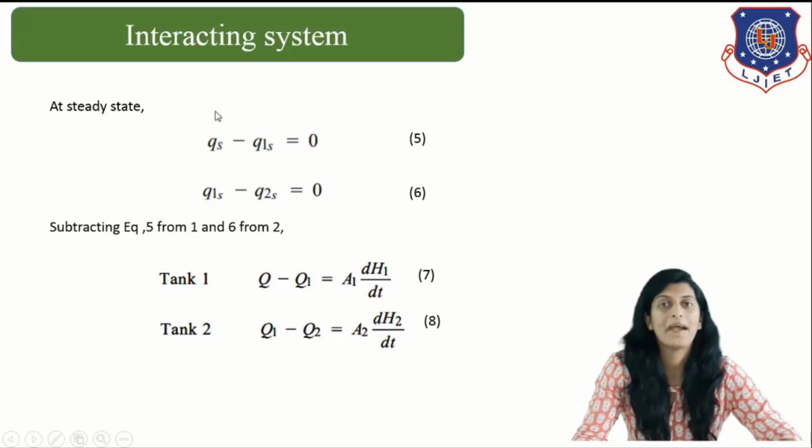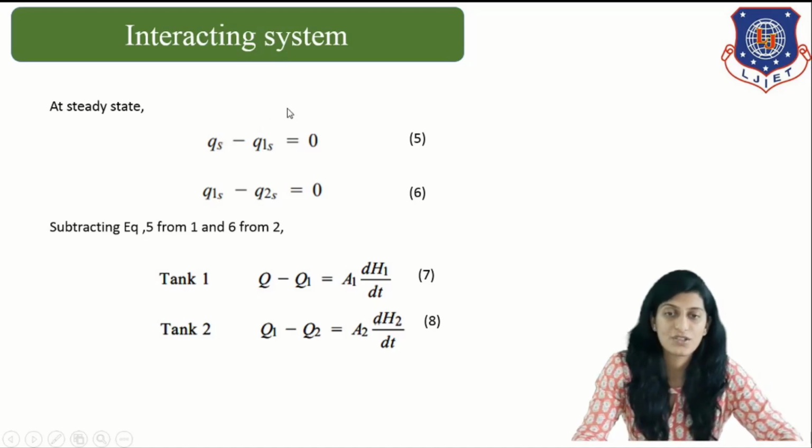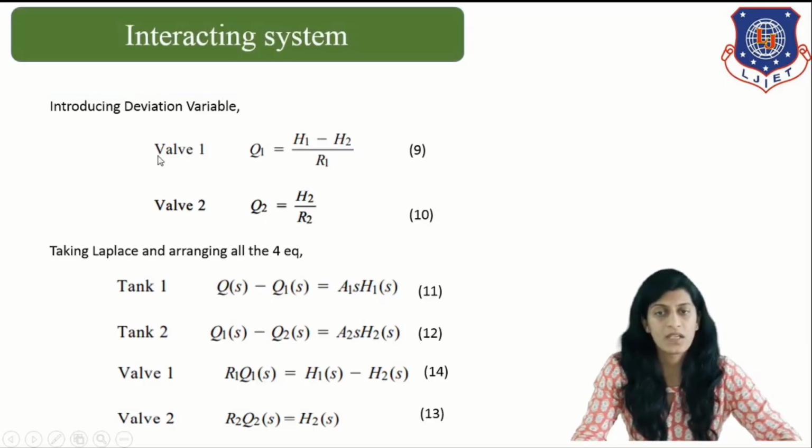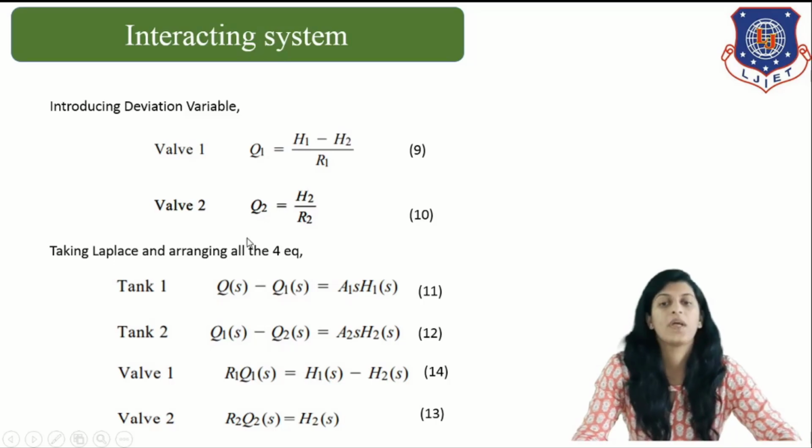So, small q minus qs can be written as capital Q, Q1 minus Q1s can be written as capital Q1 and so on, right. So, once we subtract those equations and introduce the deviation variable, we will get this equation. Now, same thing for equation number 3 and 4, we are just introducing the deviation variable. It will be in the form of Q1 equals capital H1 minus H2, and the same way here.